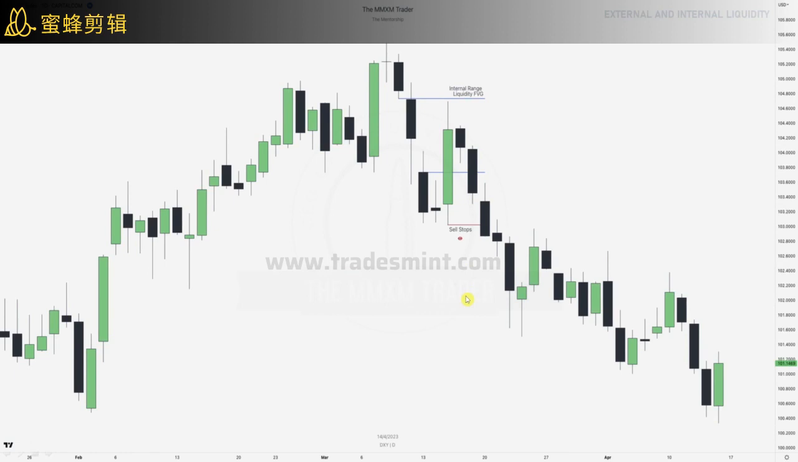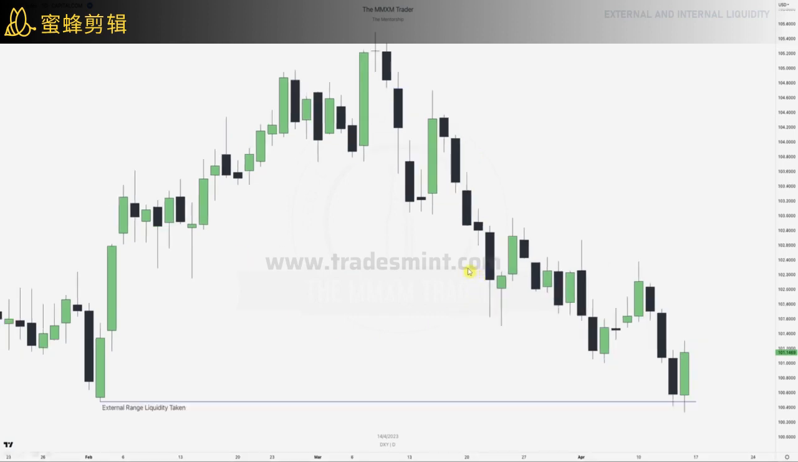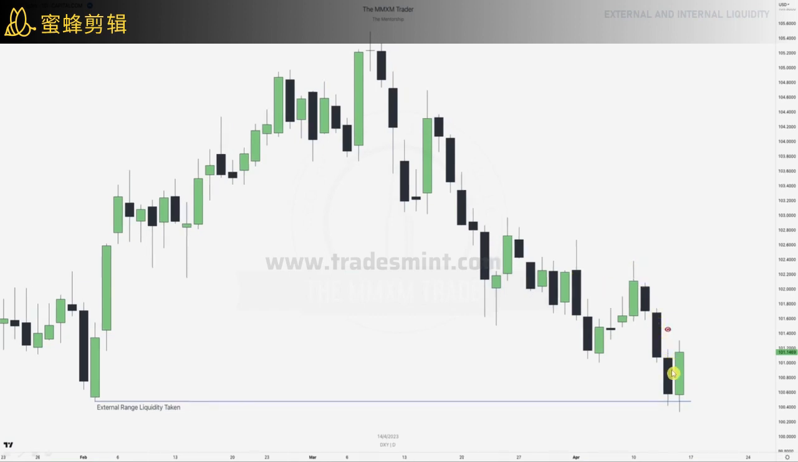Where are we going to draw into next? You might have guessed it already. We're going to internal again, right? You can see it draw lower, going back into internal down here. Keep declining, declining, taking out a low. There's no imbalance anymore over here, so price has issues going up way higher than here, and it just keeps declining, taking out this external range liquidity.